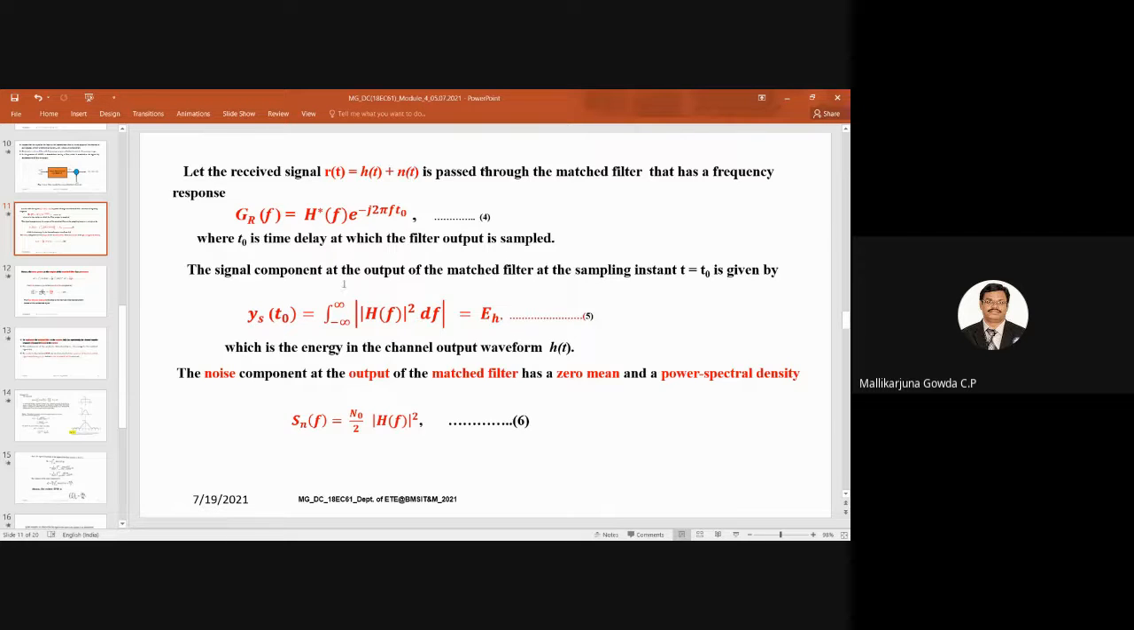Then the signal component at the output of the matched filter at the sampling instant t equal to t0 is given as y_s(t0), which is equal to the integral from minus infinity to infinity of mod H(f) squared df. So it is nothing but the energy of the signal. That is why it is denoted as E_h.